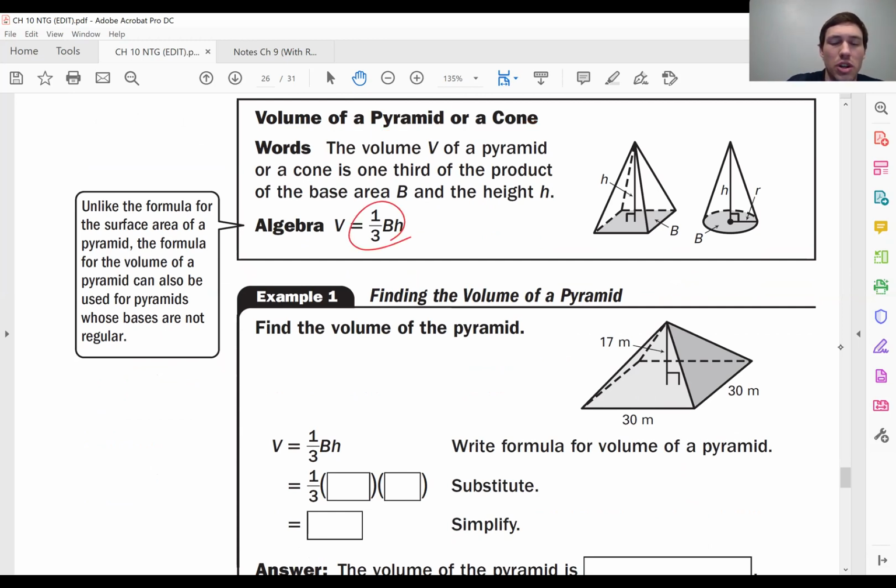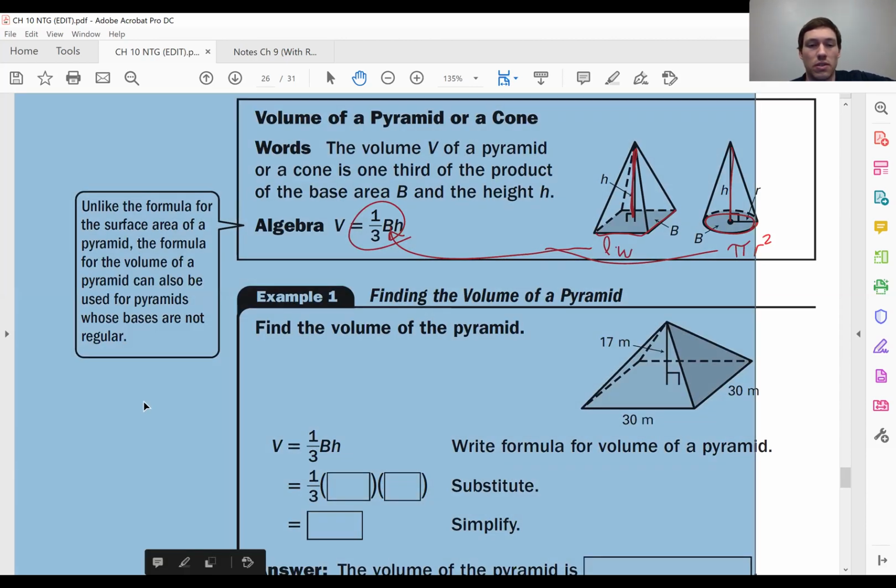Volume equals 1/3 the base times the height. So remember, in our pyramids, the base is going to be length times width. And if it's a regular polygon, that's going to be the same thing. But remember, with a cone, it's a circle. So that's going to be pi r squared as my base, whereas this would just be length times width. That's what B is. And then my height is just here and here. All right, let's see if we can figure this out.